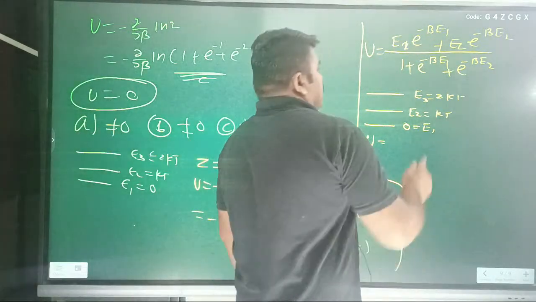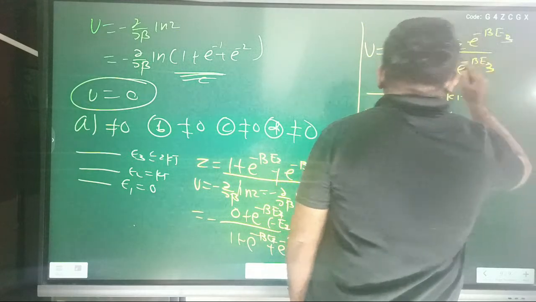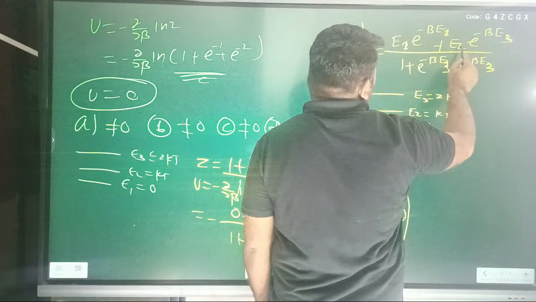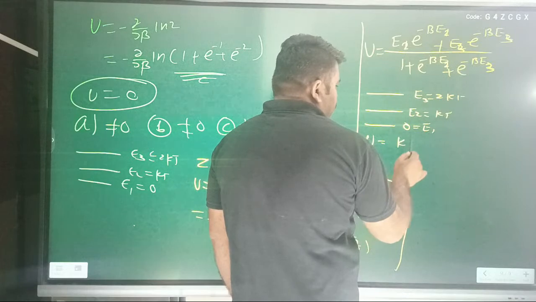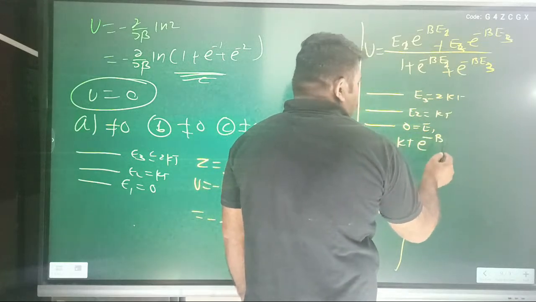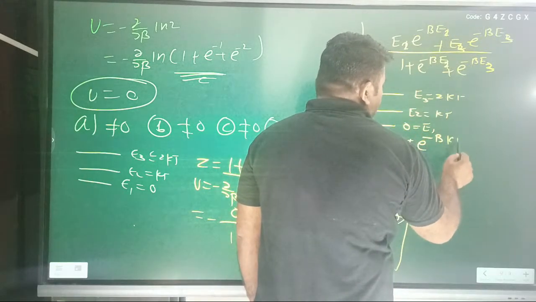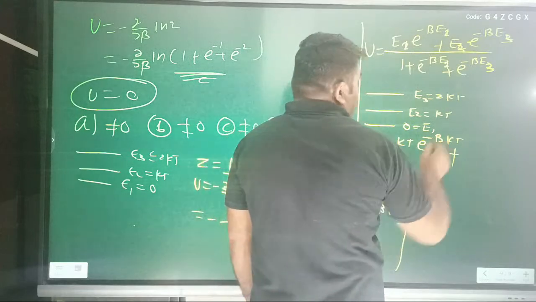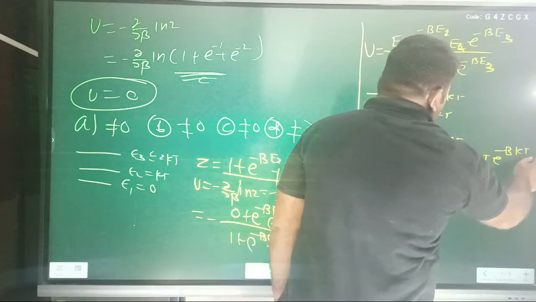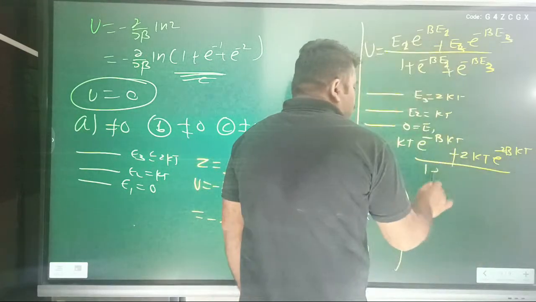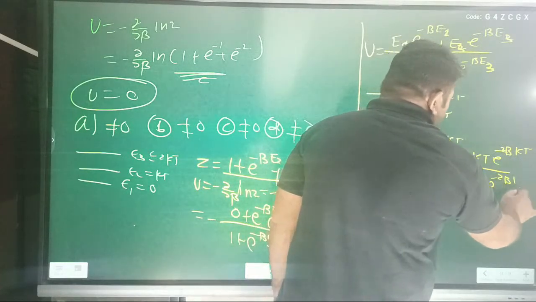Now, see here. This energy is E2. This is E3, E2, E3. Here also E2, and this is written down as E3. Okay. Now substitute this value. E2 is nothing but kT. E to the power minus beta into energy. Energy is nothing but kT plus second energy. Third energy is how much? 2 kT. E to the power minus beta kT, 2 kT upon 1 plus e to the power minus beta kT plus e to the power minus 2 beta kT.